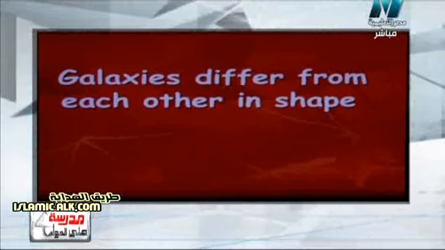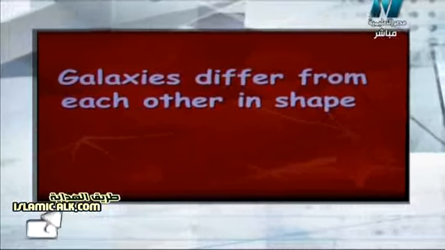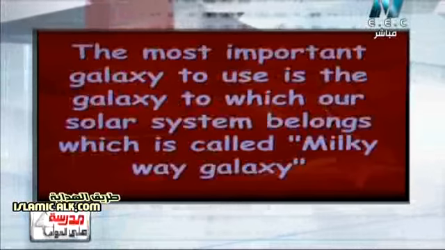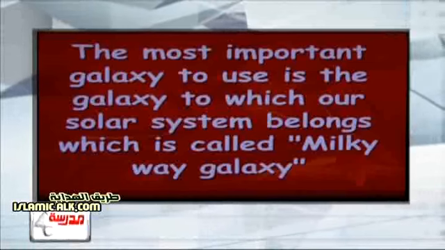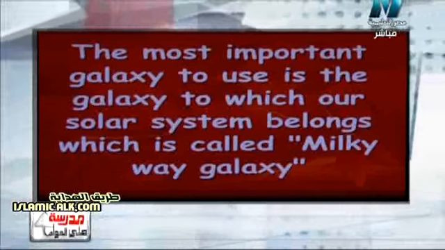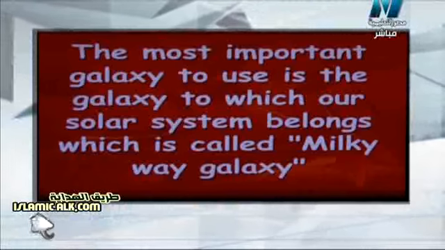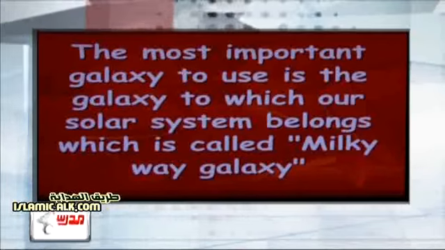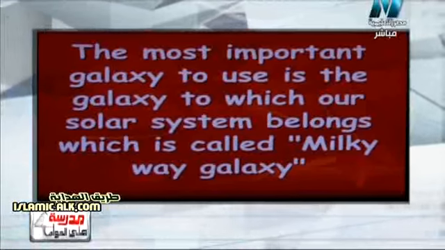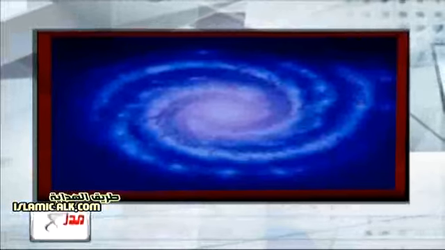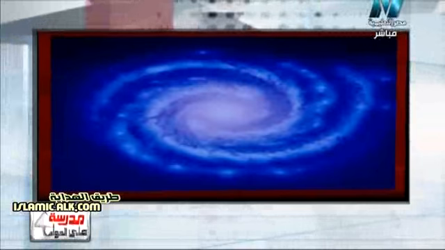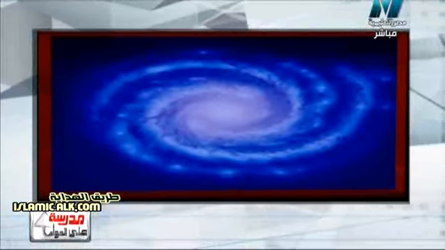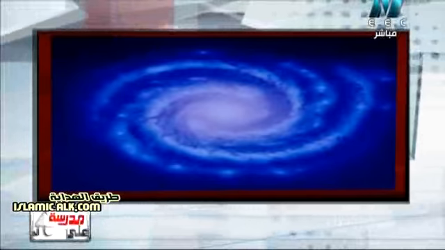And we live in a galaxy which is called the Milky Way galaxy. The most important galaxy for us is the galaxy to which our solar system belongs, which is called the Milky Way galaxy. It is the only galaxy we study today in our curriculum, the Milky Way galaxy, or the Milky Way, and we know why it's called by this name. So what's meant by the Milky Way galaxy? We can see a picture of it. Look here. It's a spiral galaxy with 4 arms.